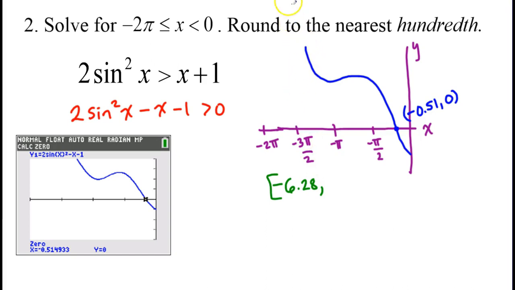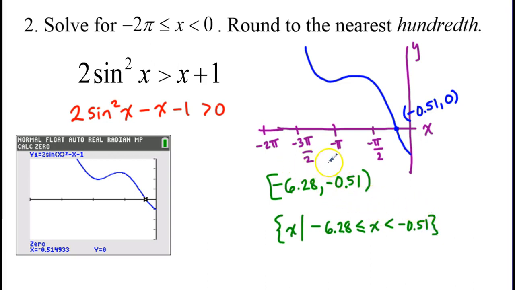All right, goes all the way up to wherever that point exists off my graph, up until negative 0.51. Now I want it to be just greater than, so I don't want to include where it equals 0, so I want a parenthesis there, right? If using set builder notation, you'd have something like x such that x is between, in other words, it's greater than or equal to negative 6.28 and less than negative 0.51. That's set builder notation. Either one of those forms is fine. I'm going to stick with the interval notation right here.